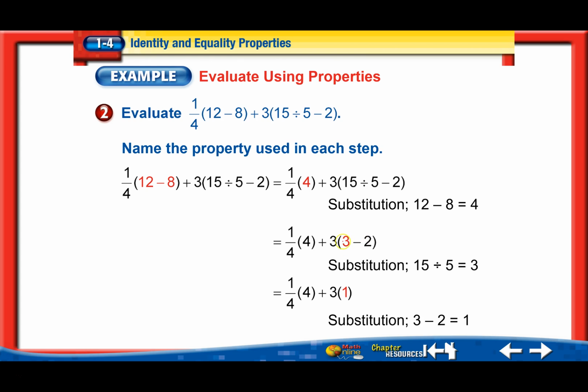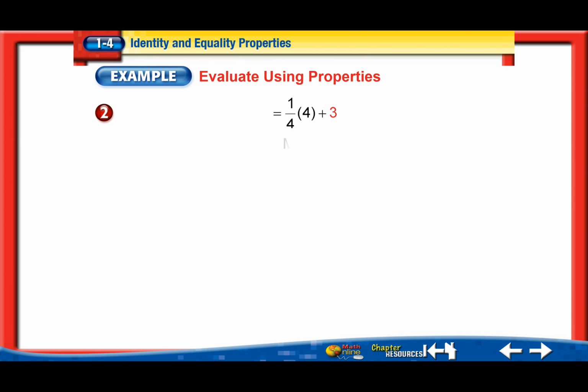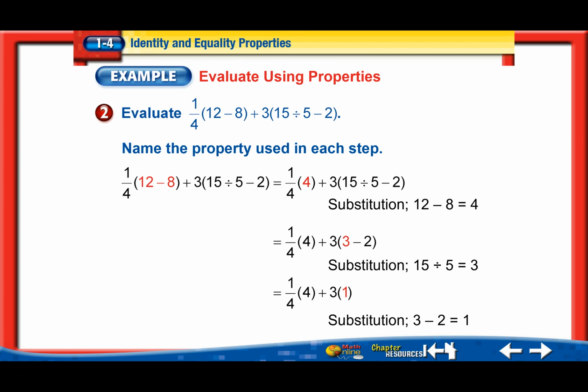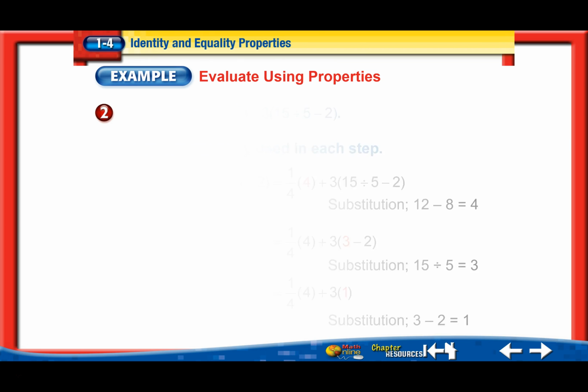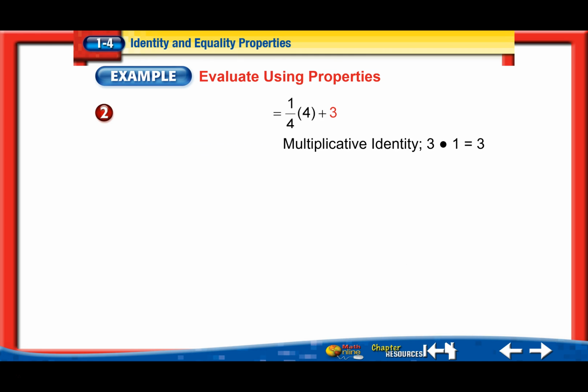All right, next we're going to do the inside of here. We're going to do this substitution. So 3 minus 2 equals 1, so we're substituting 1 for 3 minus 2. Keep on going here. To get 3, let's back it up so we can see. 3 times 1 is the multiplicative identity, because 3 times 1 equals 3. So we're using the multiplicative identity to get that one.